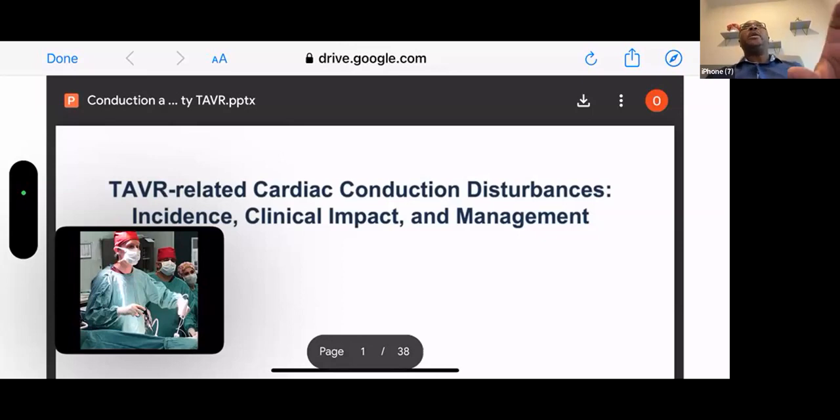So we use what we call a hybrid room. A hybrid room is a room where you do your interventional and structural procedures. But if there's a need for open heart surgery, they will do it there and then. You don't have to move the patient from that room to another room to do the open heart surgery. So the CT surgeon is there, and the surgical techs are all there waiting just in case there's any problem.